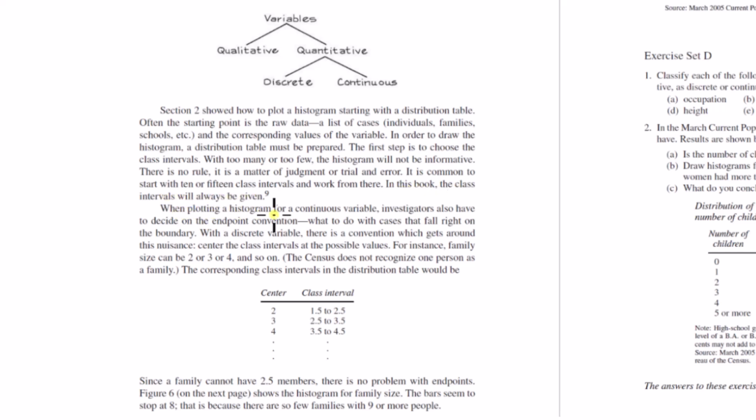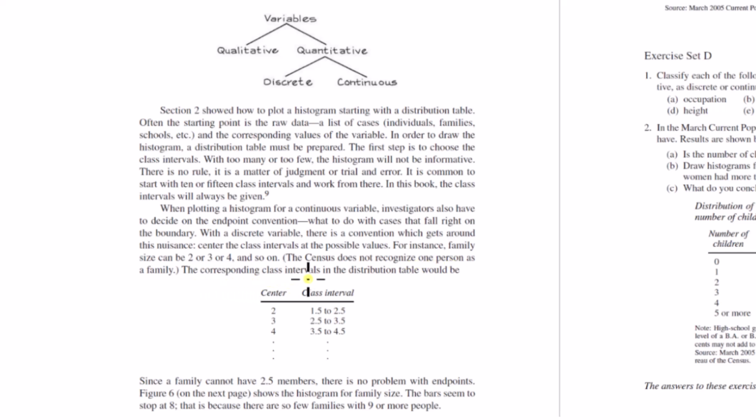When plotting a histogram for a continuous variable, investigators also have to decide on the endpoint convention, what to do with cases that fall right on the boundary. With a discrete variable, there is a convention which gets around the nuisance. Center the class intervals at the possible values. For instance, family size can be 2 or 3 or 4 and so on. The census does not recognize one person as a family.